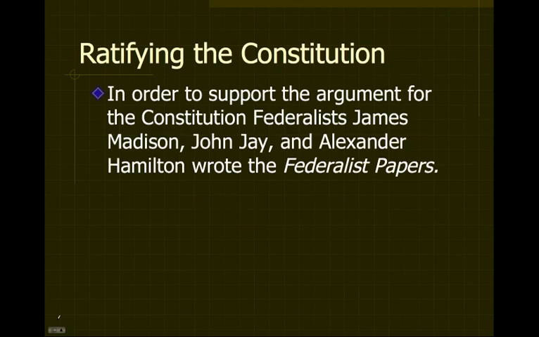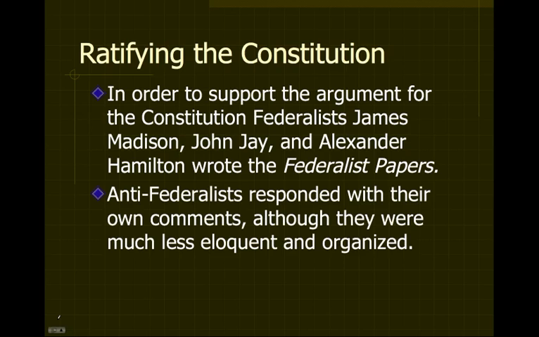And so in order to support their side, the Federalists got together, particularly the Federalists James Madison, John Jay, and Alexander Hamilton, who were all big supporters of the Constitution. They got together and wrote what were called the Federalist Papers. Now, a lot of those were written anonymously so that nobody really knew who was supporting it, but these were created to convince the common person that the Constitution was what needed to be ratified. And so they really sort of made this concerted effort to get out the word that the Constitution was the best thing for the United States.